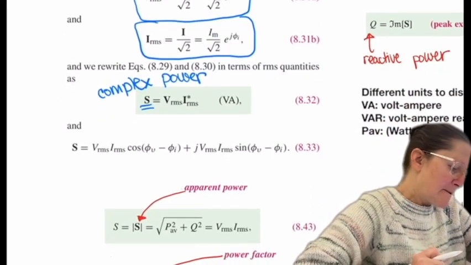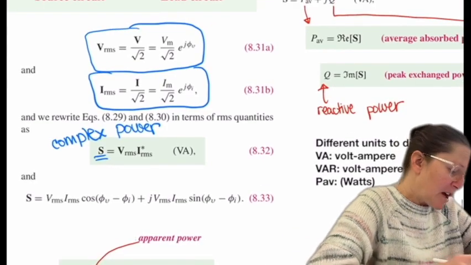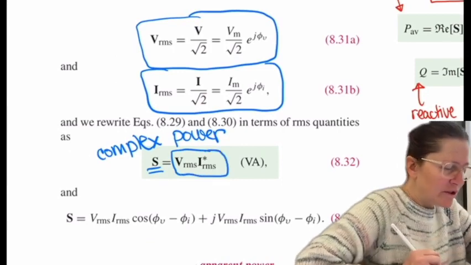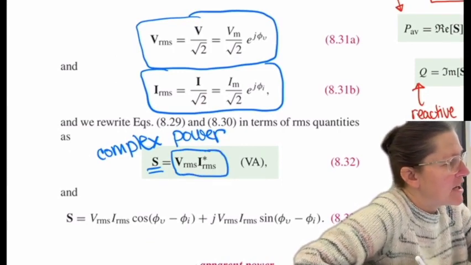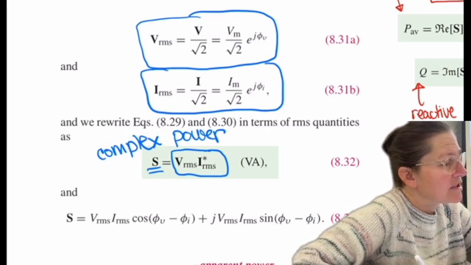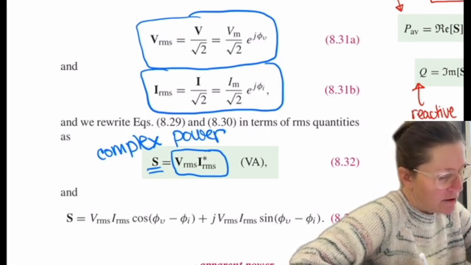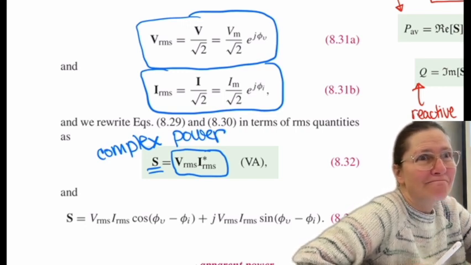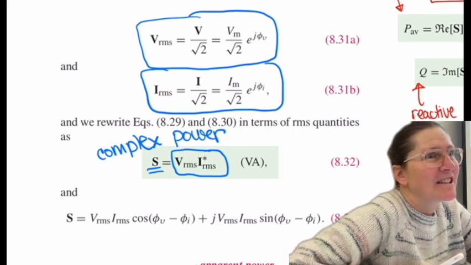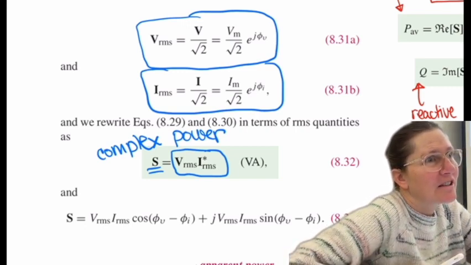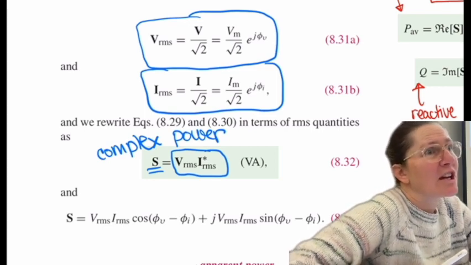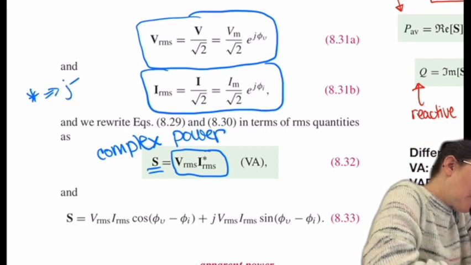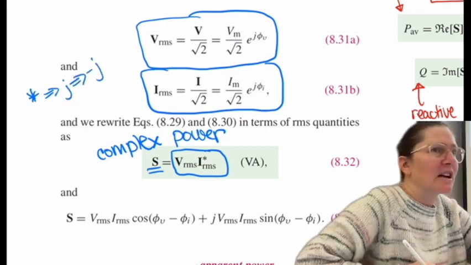And when we multiply these out, the result is taking the VRMS times the complex conjugate of IRMS. Do you guys remember what the complex conjugate means? Anyone want to share? Go ahead, Marley. You just switch the positive or negative sign. For the J's, yeah, just swap J. So a positive J goes to a negative J, and a negative J goes to a positive J.